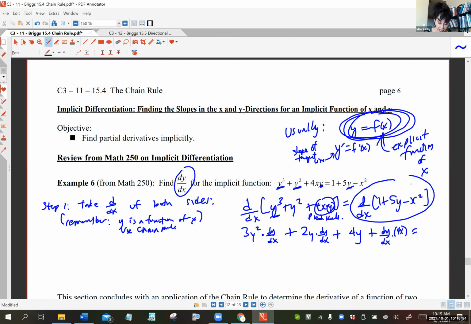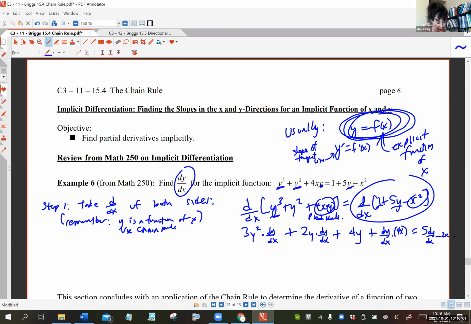Equals, now let's do the right-hand side. Well, the derivative of 1 with respect to x is 0, so I won't bother. The derivative of 5y with respect to x is 5 times the derivative of y with respect to x, dy dx. And then minus the derivative of x squared with respect to x is just 2x. Now notice I'm not using partial derivatives here at all, because Calculus 1 people don't know how to do partial derivatives, okay? Of course not.